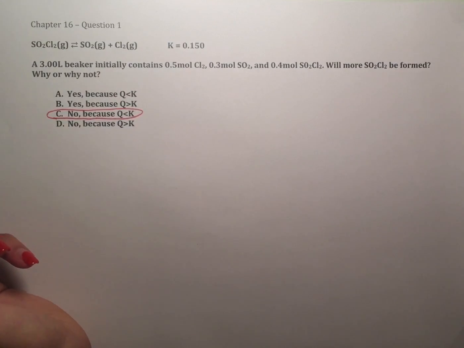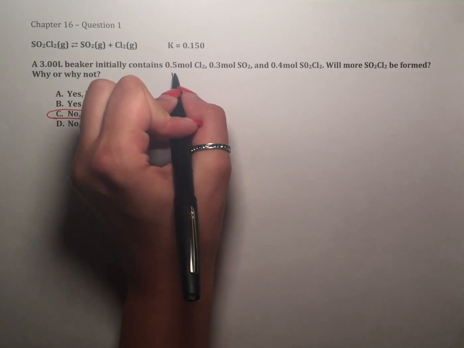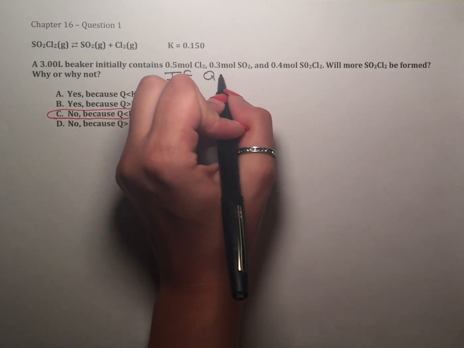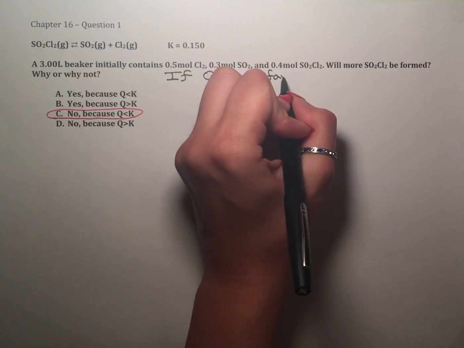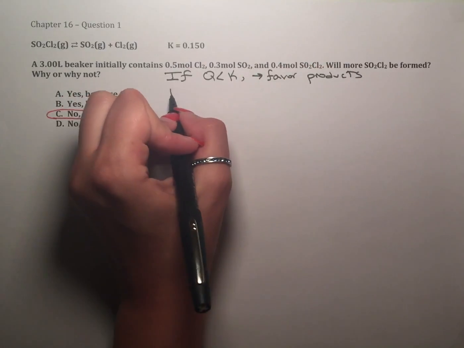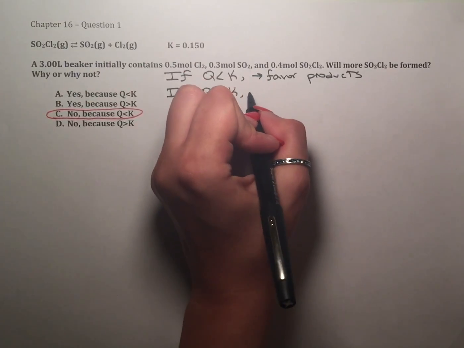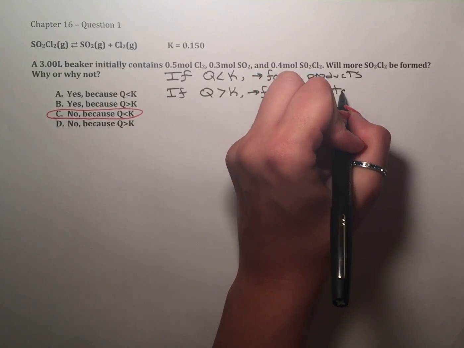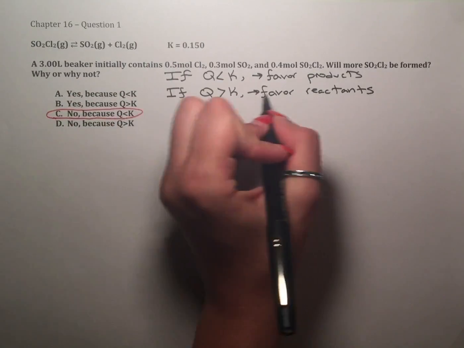So what we need to first do is establish our rule. Just write it out. So the rule that you're going to need to use for this question is that if Q is less than K, the reaction is going to favor the products. And if Q is greater than K, the reaction is going to favor the reactants. Now we know that K is 0.150.